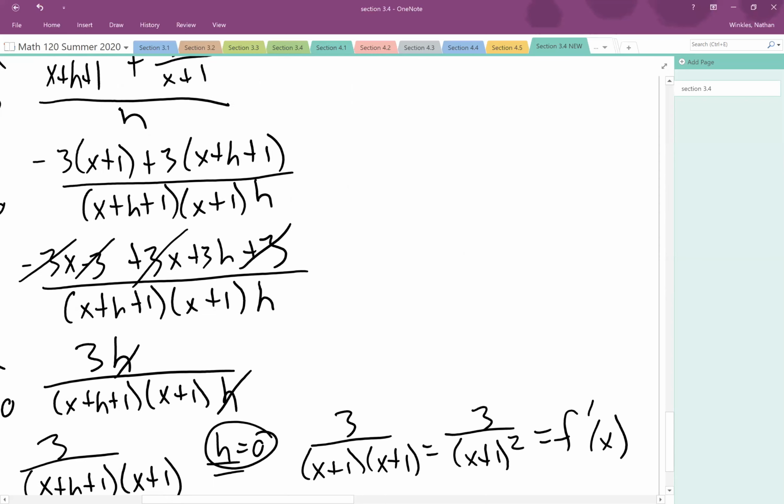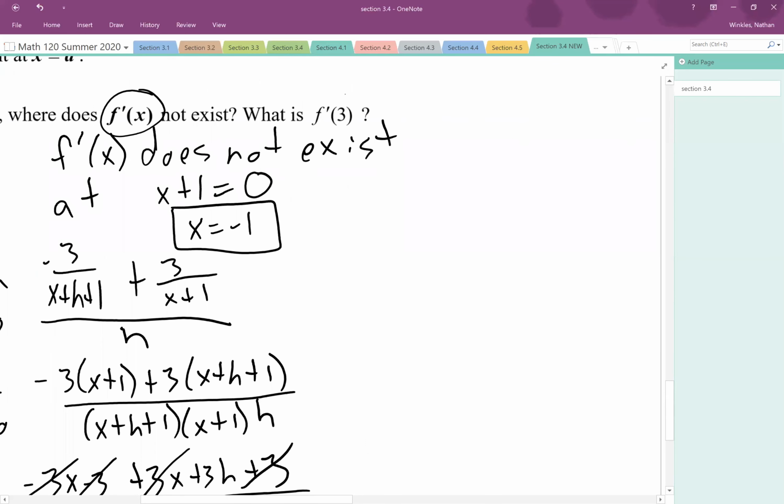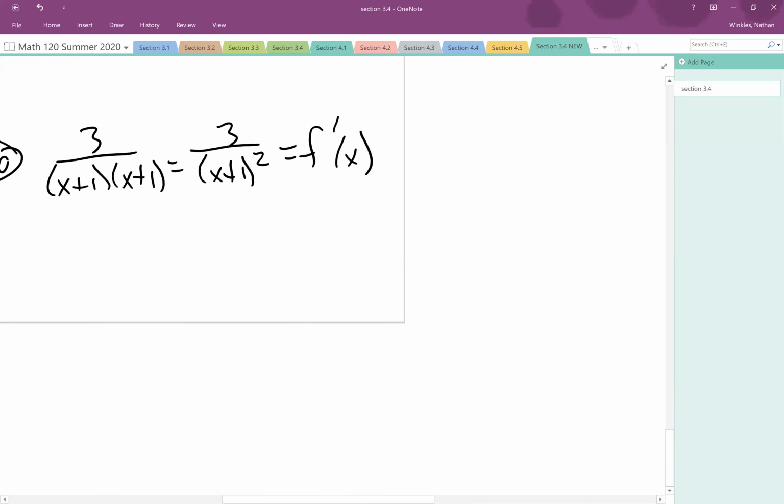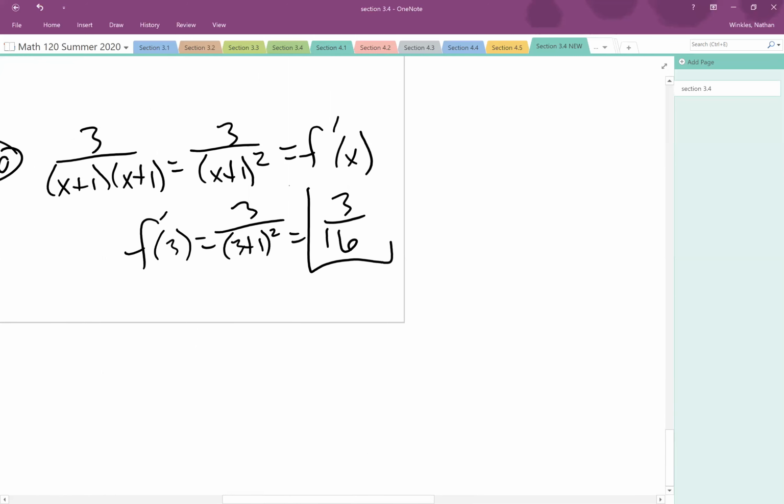Now way back up here, we wanted to find f prime of 3. So f prime of 3 is equal to 3 over 3 plus 1 squared, which is 3 over 16 as our answer here. So it's not a bad thing in terms of difficulty. It is long, with lots of possibility for mistakes, but we can work through all that with practice.